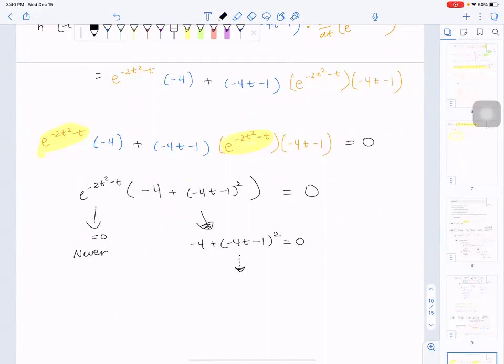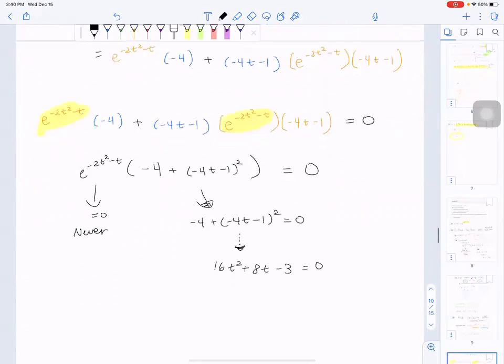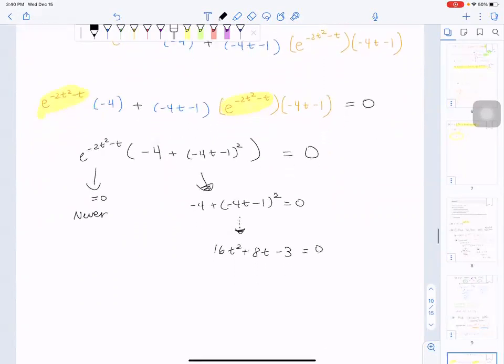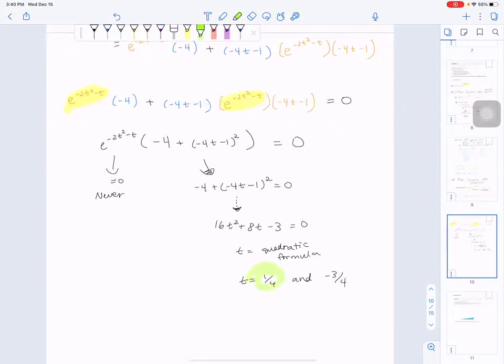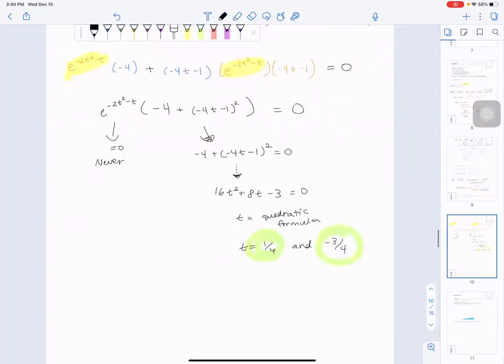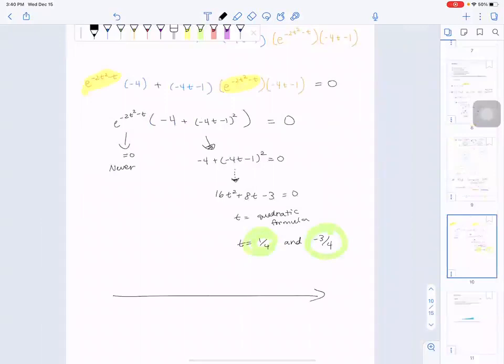You should simplify this. You will get that it's equal to 16t squared plus 8t minus 3. And then you can either, if you know how to factor it, or use the quadratic formula, and you'll get that t equals 1/4 and -3/4. Since we're low on time, I'll let you work that out. Now, our points are 1/4 and -3/4. So let's make our sign chart.